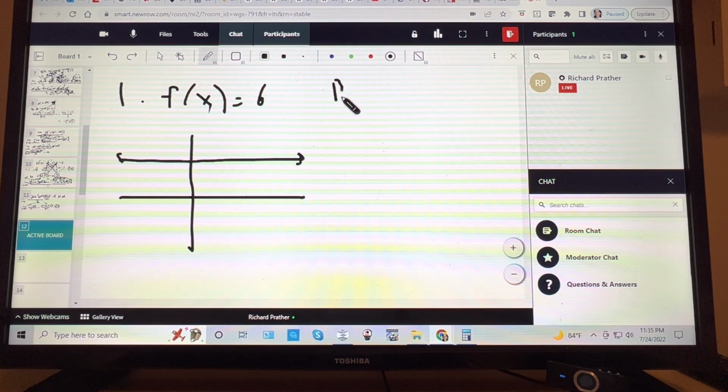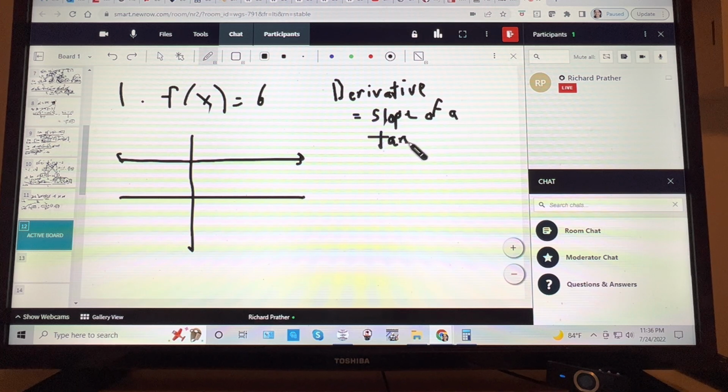This concept is one of the major topics of calculus. It's called a derivative. But a derivative is literally what we were just doing in the last section. It's the slope of a tangent line. It's the instantaneous rate of change. So you go to any one spot on your function, draw a tangent line, and ask yourself, what's the slope of the tangent line? Well, a tangent line to a line is parallel to it.